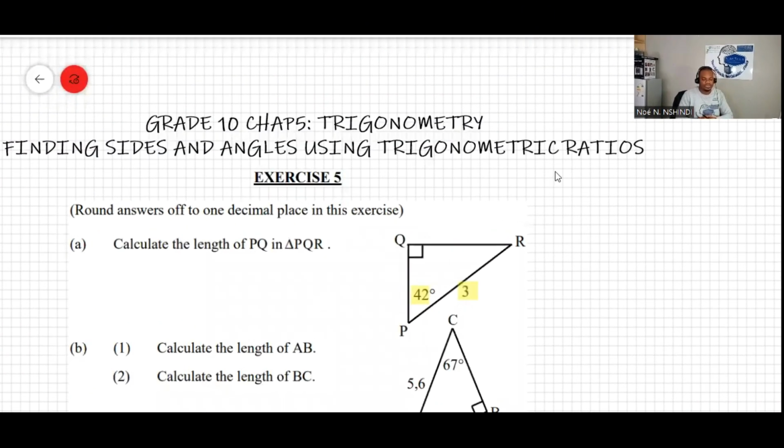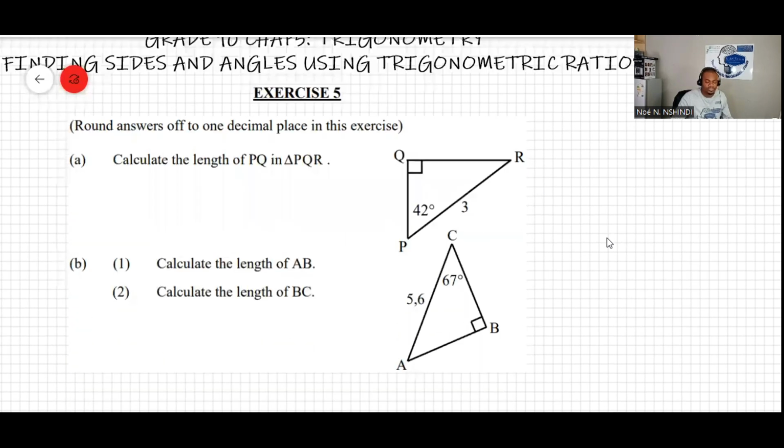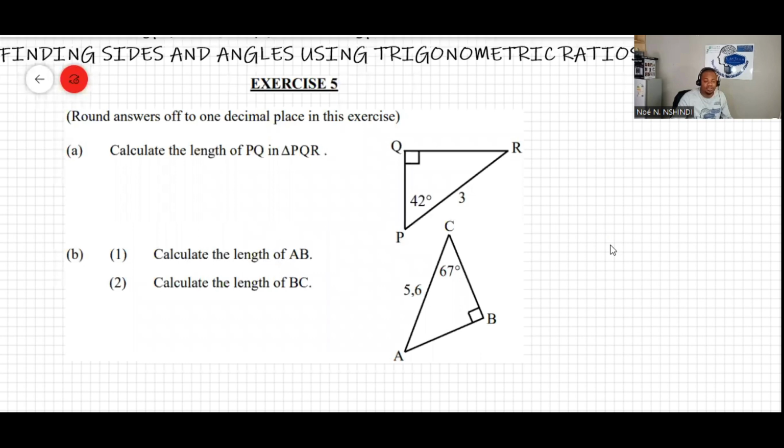Now we're still doing grade 10 trigonometry, and this is finding sides and angles using a trigonometric ratio. Exercise 5. The question says to round answers off to one decimal place in this exercise. And question A says calculate the length of PQ in the triangle PQR.